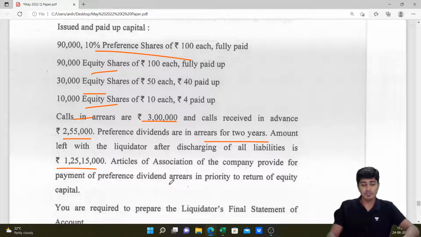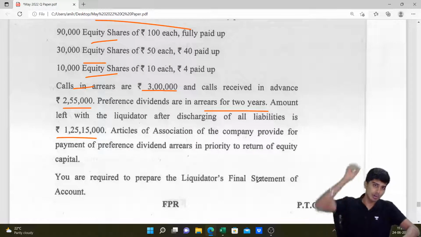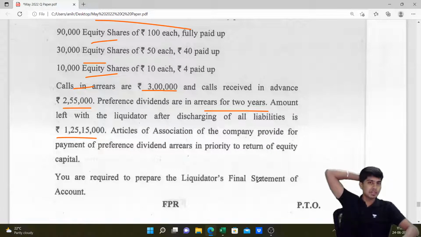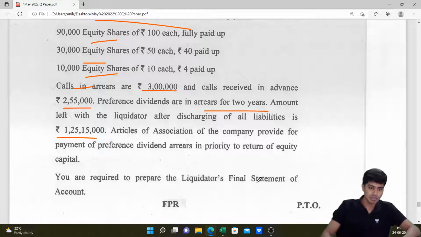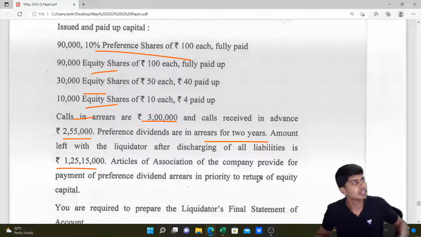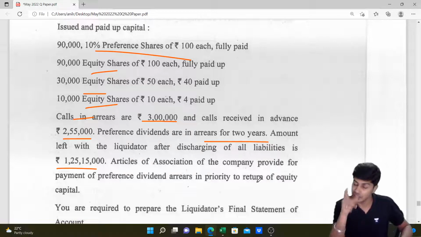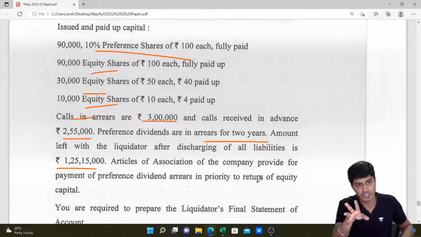The AOA provides for preference dividend in priority to equity. That's quite obvious. You are required to prepare the liquidator's final statement of account. It is like a receipts and payments account. On the receipt side, the opening balance will be 1 crore 25 lakh 15,000. You will first adjust for calls in advance and calls in arrears. Then you would repay the premium, pay dividend to preference shareholders, then repay preference shareholders, and the balance has to be adjusted among equity shareholders.